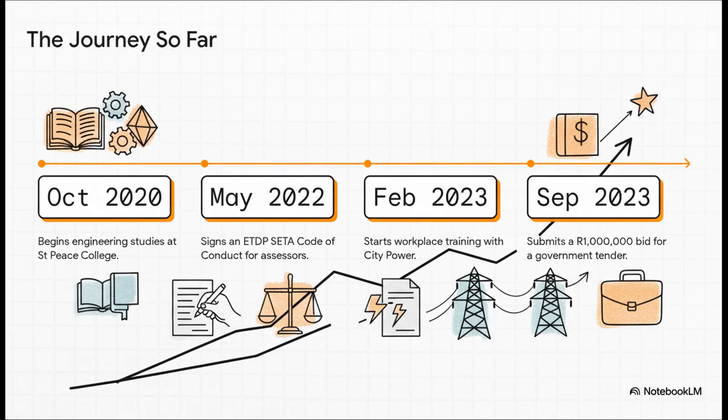And if you lay it all out on a timeline, the trajectory is just, wow, it's so clear and impressive. In just a few years, he goes from being a student to a certified assessor to a trainee at a major utility, and finally, a bidder on a major government contract. This is a story of just relentless forward motion.